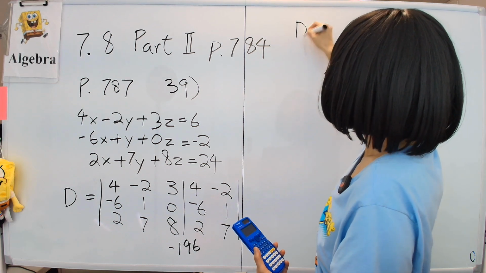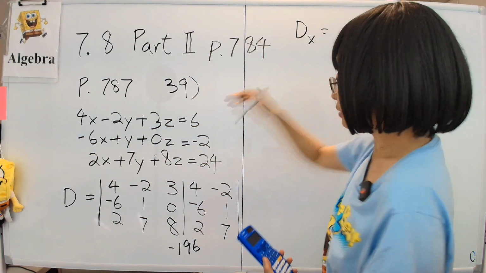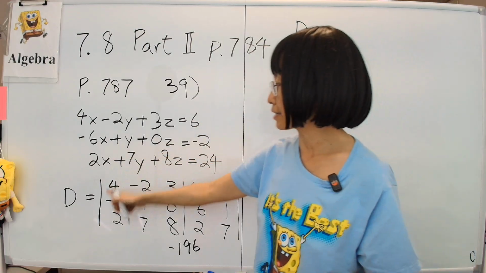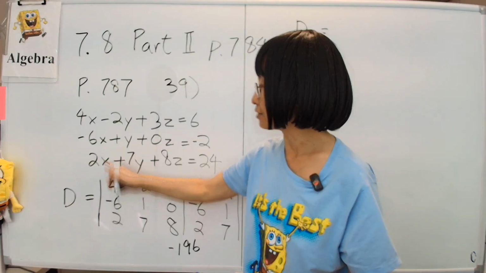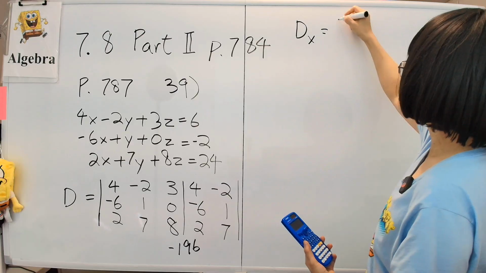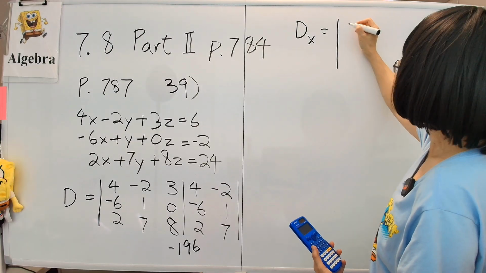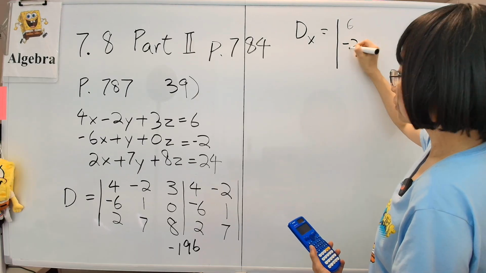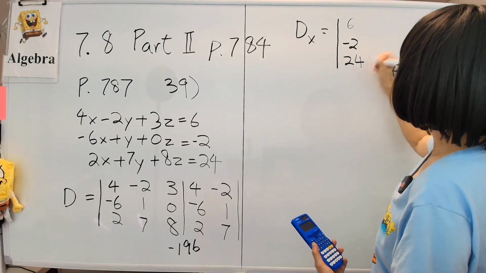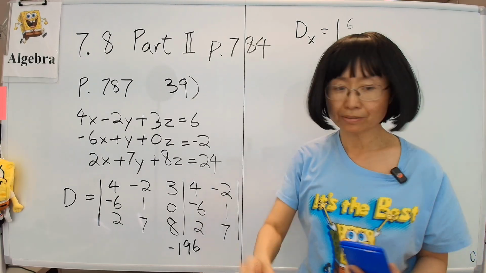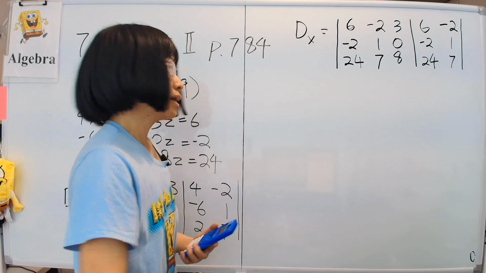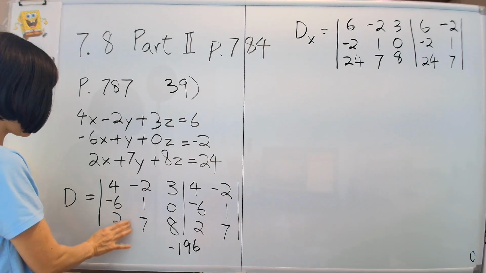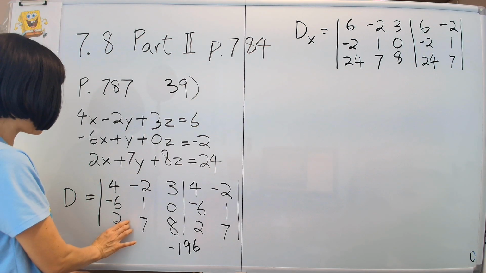What is dx? Dx is the determinant of the same thing, except that these numbers here will replace the x column. This is the x column. See, those are all the coefficients of x. So we're going to do that. The x column will be replaced by 6, and then minus 2 and 24. And then the other two columns will be the same. So I'll write that down. All right, so now we have dx by using this column replacing the x values originally.